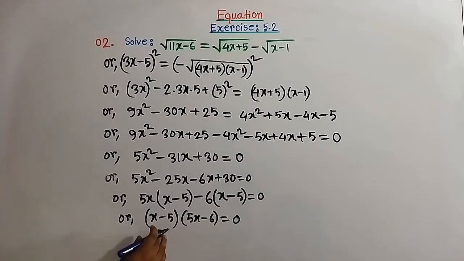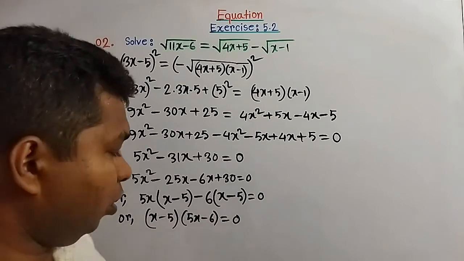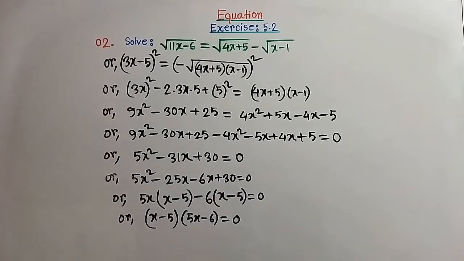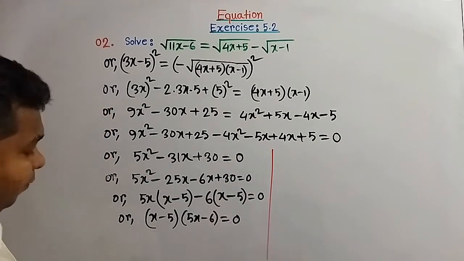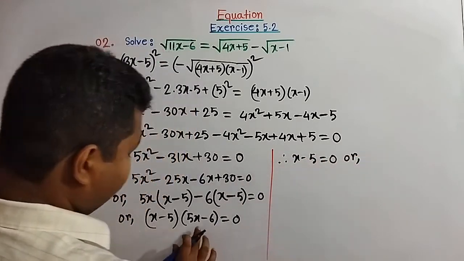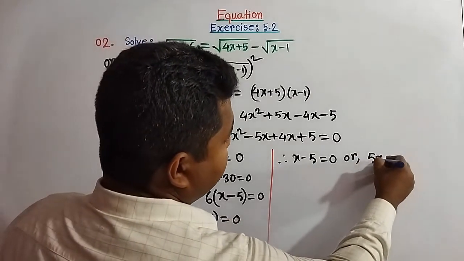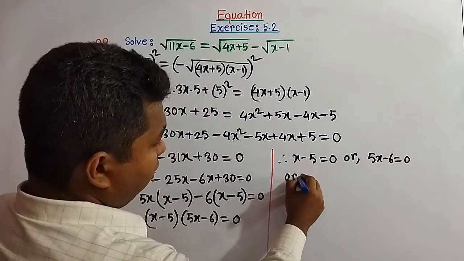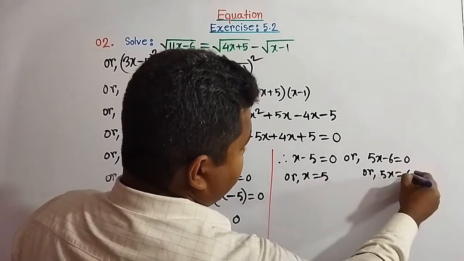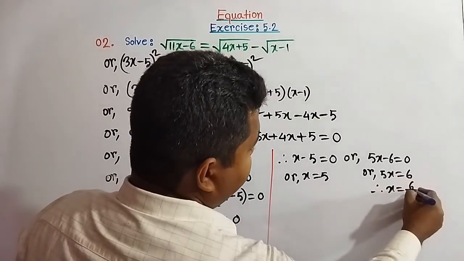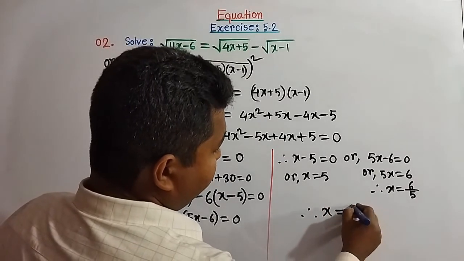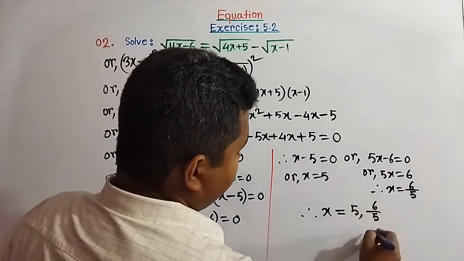Here the multiplication of two factors equal to 0. So the first factor equal to 0 or the second factor equal to 0. So from here we can write the first factor, that is x − 5 equal to 0, or the second factor, that is 5x − 6 equal to 0, or x equal to 5 or 5x equal to 6, therefore x equal to 6/5. So finally we get two roots, that is x equal to 5 and 6/5.